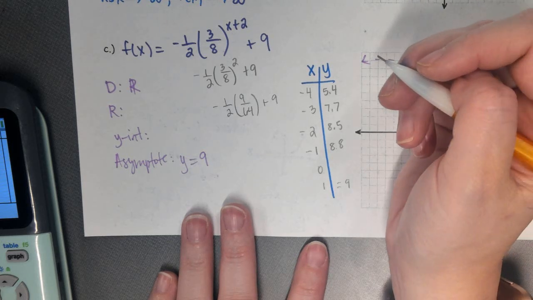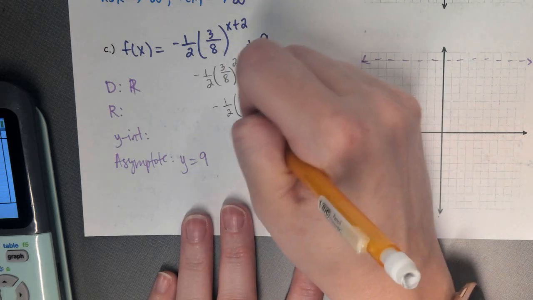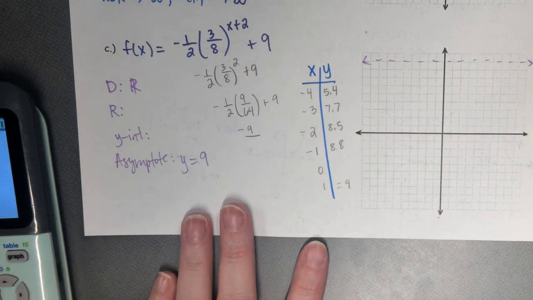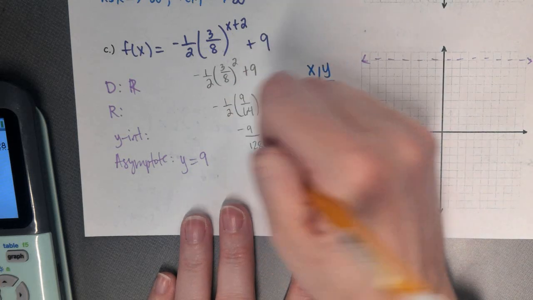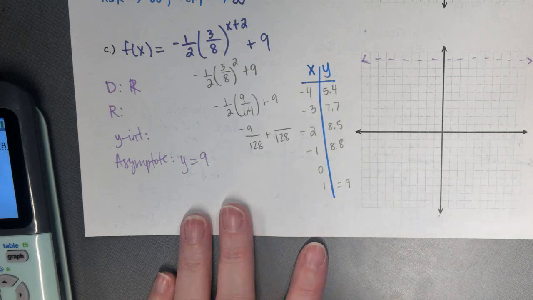Okay, and then you'll just multiply those together. So negative 9 over 2 times 64, 128, and then this will be just a large number because you have to do 9 times 128.